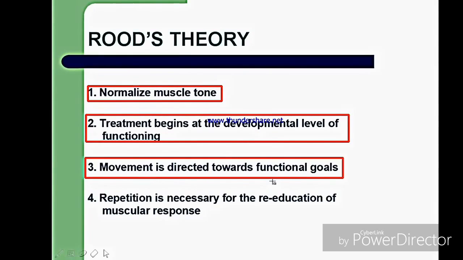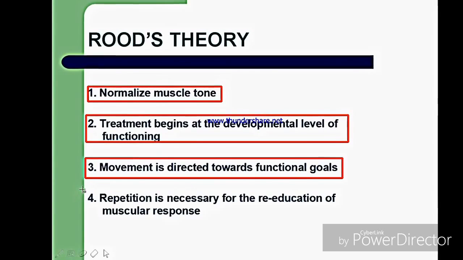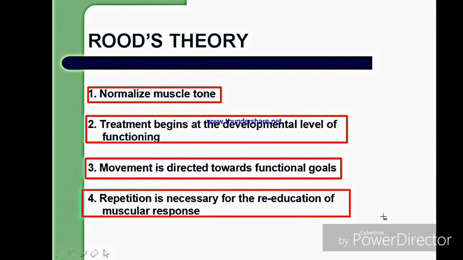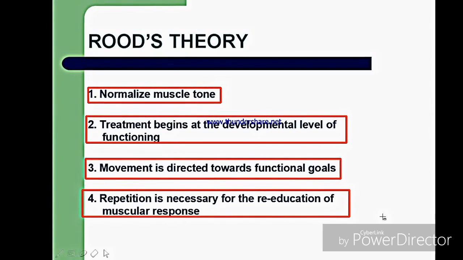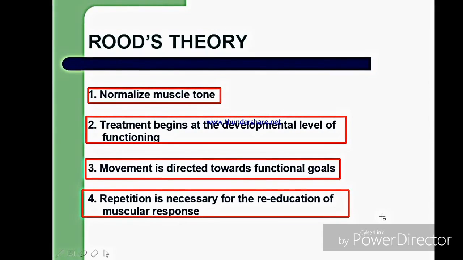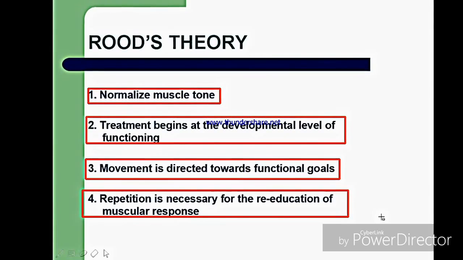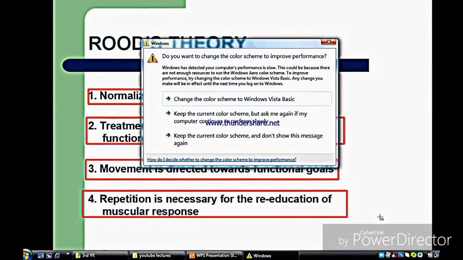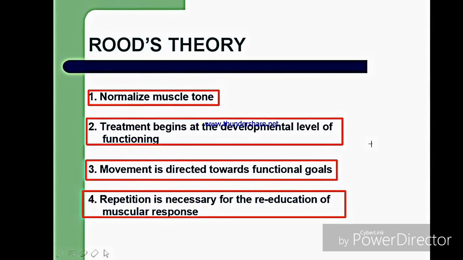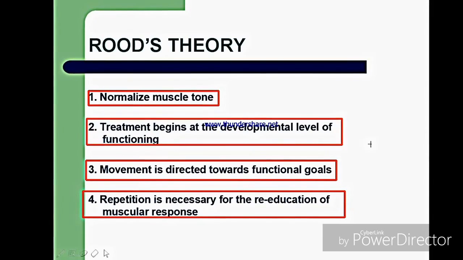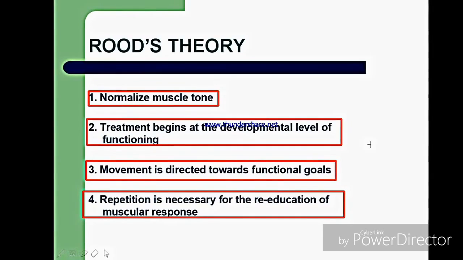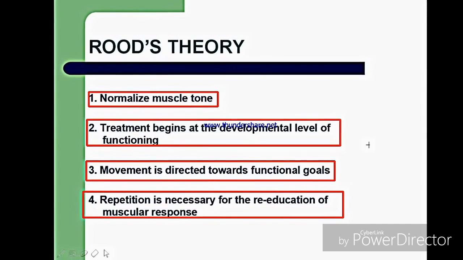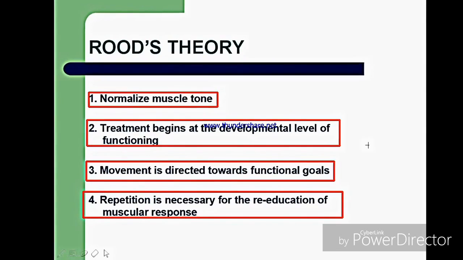First is the normalization of tone, that is, an evocation of desired muscular responses is accomplished through the use of appropriate sensory stimuli. Correct sensory input is necessary for the development of correct motor response. Second principle, treatment begins at the developmental level of functioning. Sensory motor control is developmentally based and therefore therapy must start at the patient's level of development and then progress sequentially to higher and higher levels of sensory motor control according to the sequences.